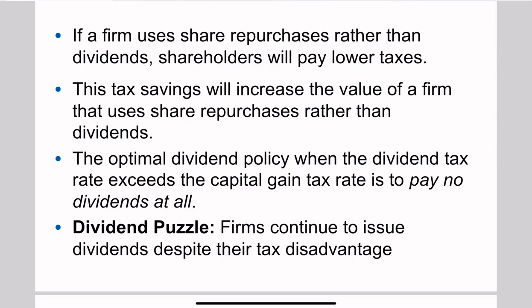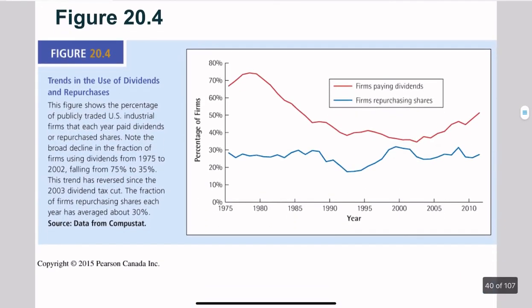dividends having a tax disadvantage. So this is called the dividend puzzle. That is, theoretically, from a tax perspective, firms should never pay dividends. But in reality, firms continue to pay dividends. So let's see some interesting data.